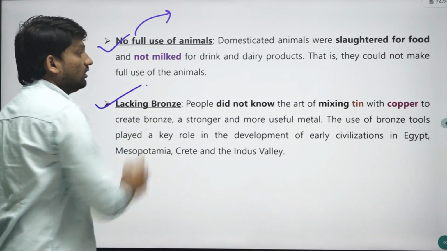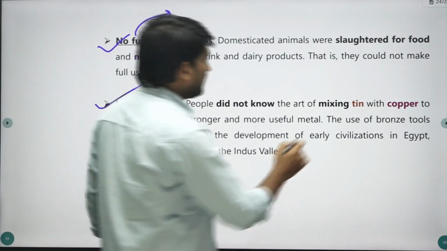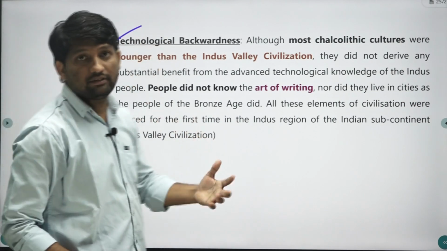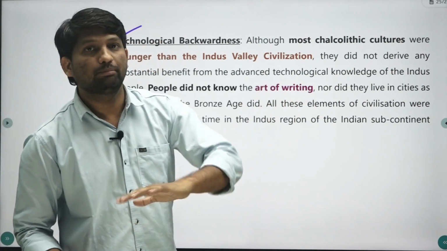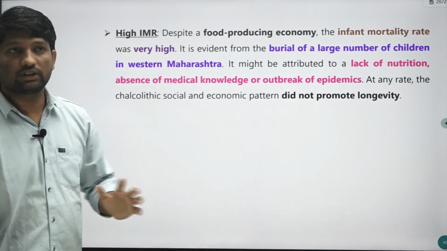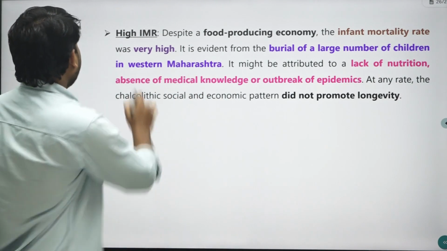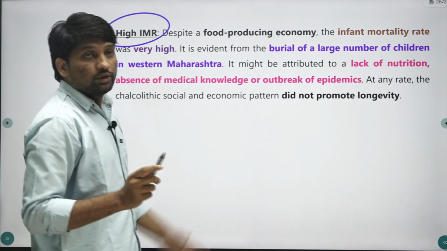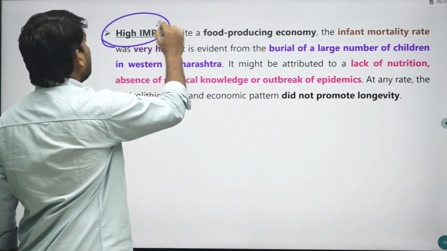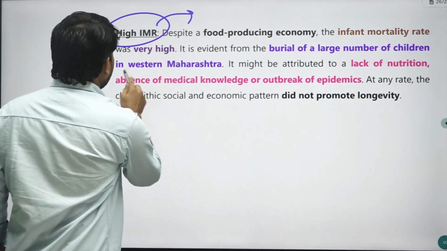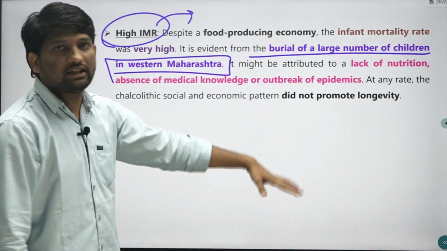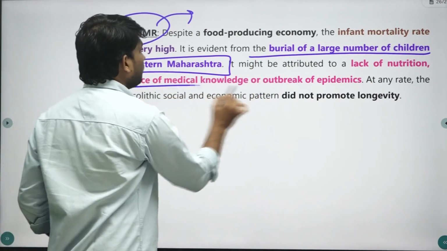They lacked the technique of mixing tin with copper to produce bronze. Next is technologically backward. We have already seen most of the Chalcolithic sites are post-Harappan, but technologically they are pre-Harappan. They did not know how to mix tin with copper to produce bronze. They did not know about writing, and they had a high infant mortality rate. Though they cultivated more cereals than in Neolithic times, we have found evidence of a high infant mortality rate from Maharashtra. We have found large burials of children. It may be for various reasons, but one reason can be the absence of medical knowledge.